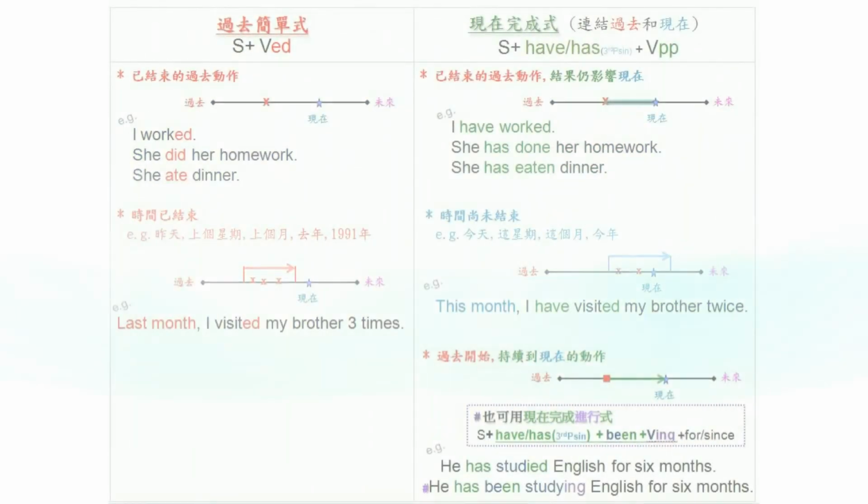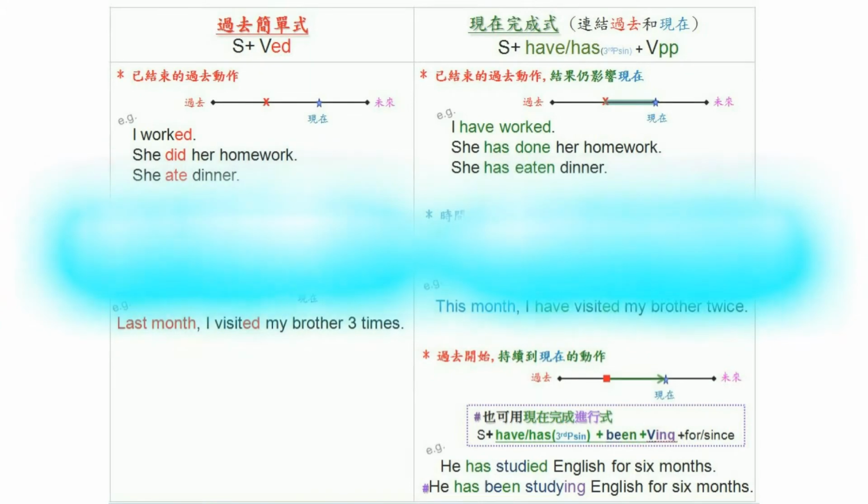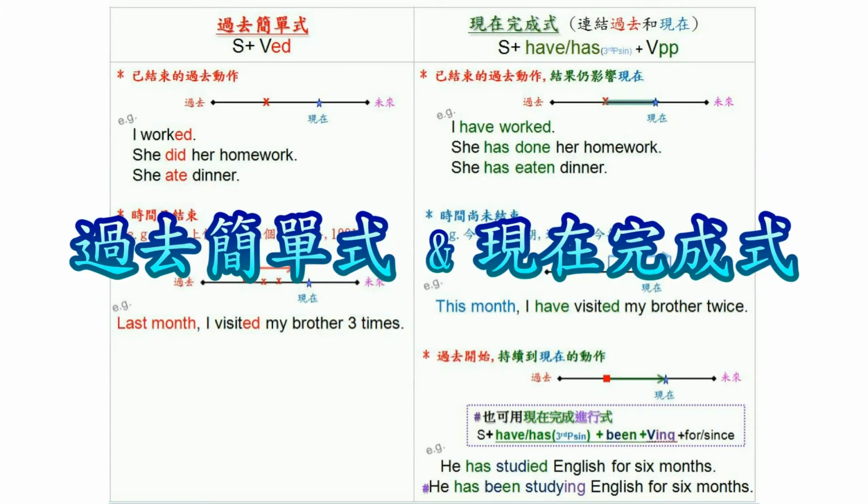Hi, I'm Rebecca. In this lesson, you will learn the difference between two very popular English tenses, and they are the past simple, which is a basic tense, and the present perfect, which is a more advanced tense. All right, so are you ready to start?